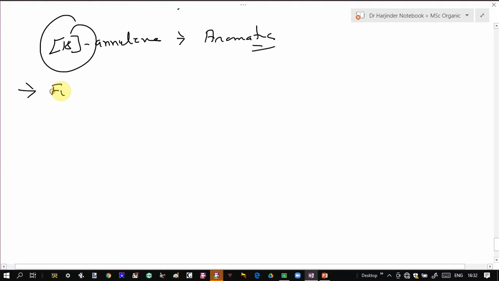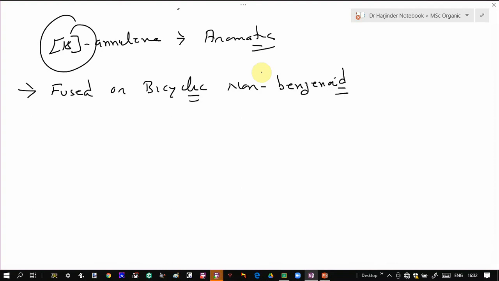Now let's see another example of a non-benzenoid aromatic compound, and that example is of a fused system, or you can say a bicyclic non-benzenoid. So this is a bicyclic non-benzenoid aromatic compound. All the examples we discussed previously were monocyclic. So this is an example of a bicyclic non-benzenoid aromatic compound, and that example is azulene. So what is azulene?